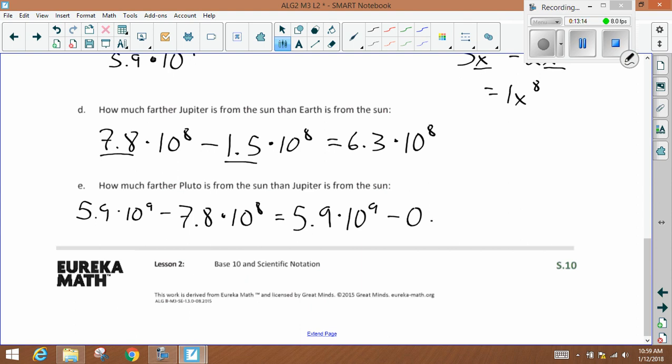Minus 0.78 times 10 to the 9th. And now we're allowed to subtract those. So 5.9 minus 0.78, I should say. So you have 5.12 times 10 to the 9th power.